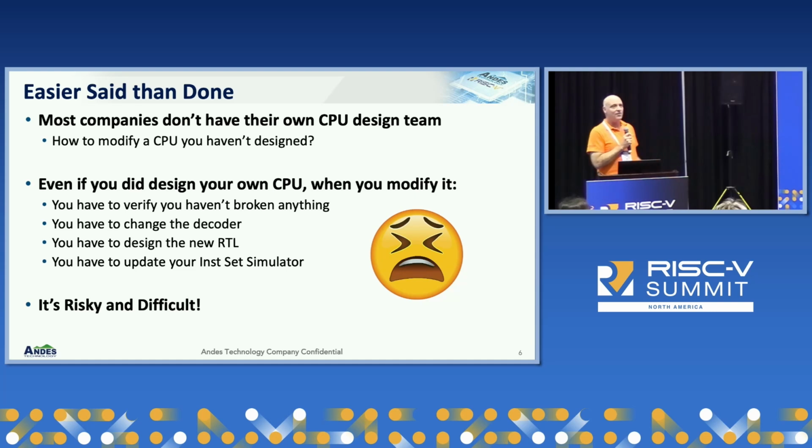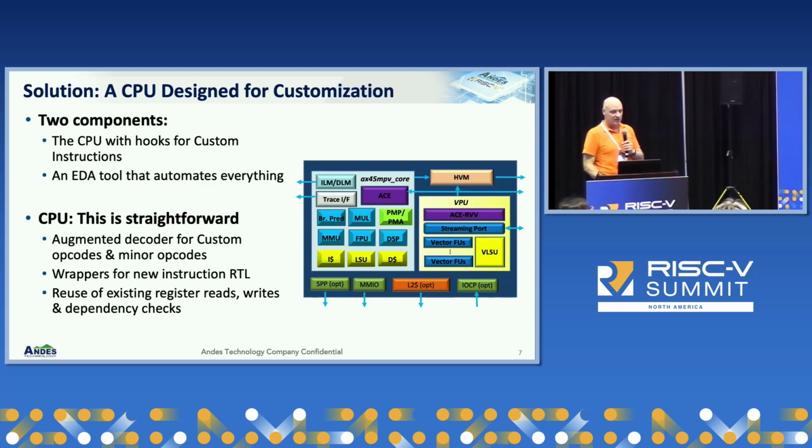So how do we enable you to customize the CPU for your workloads? I think the solution is, there's actually 2 parts to the solution. One is you have to have a CPU which was designed and architected from the start to be customized. That's actually the easy part, and I have several slides on the hard part, which is you need to have automation around that.